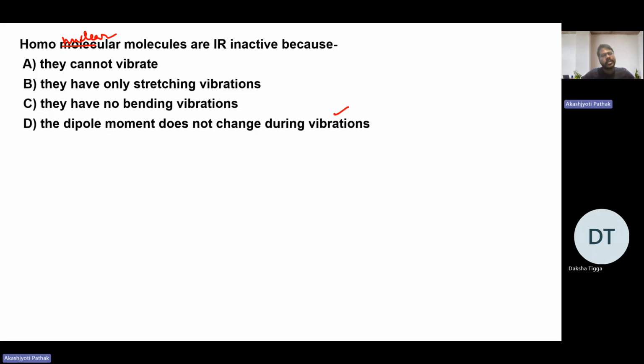But for carbon dioxide, the dipole moment changes during vibration. Why? Because of asymmetric stretching and bending. And because of the change in dipole moment, the molecule is IR active. Though it has a net dipole moment of 0, it will still be IR active.